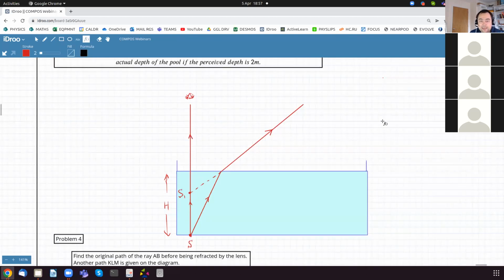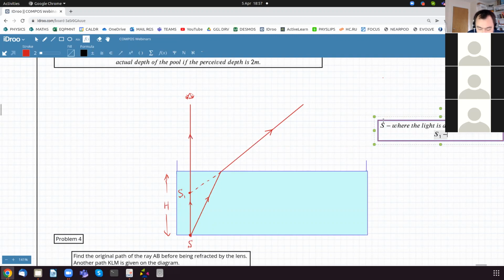So S is where the light is actually coming from. S1 is the perceived position of the bottom of the swimming pool. So it's where our brain thinks the light is coming from.